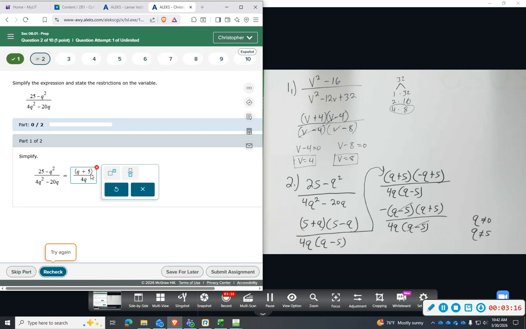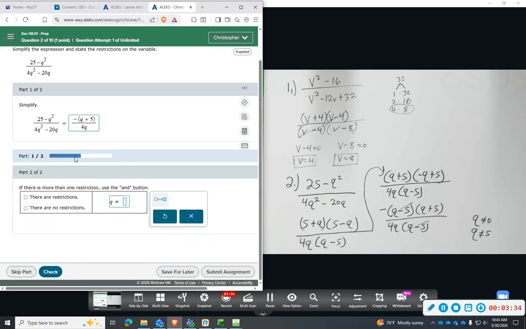Okay, so last time they wanted me to divide it all the way out. Oh, I'm sorry, I left off my negative. Maybe that's why. Negative out front because of this negative that we factored out. Okay, and then restrictions are 0. It says use and if there's more than one. So we have 0 as a restriction and 5.